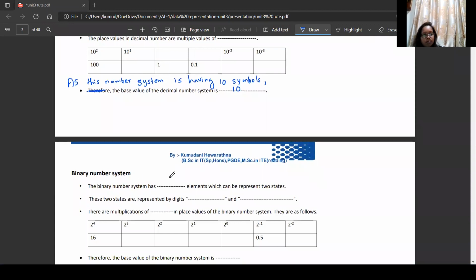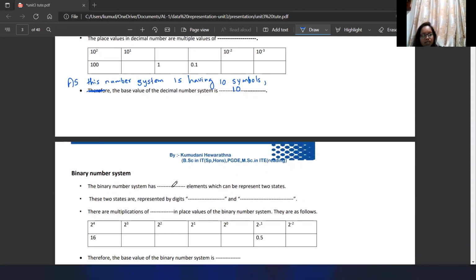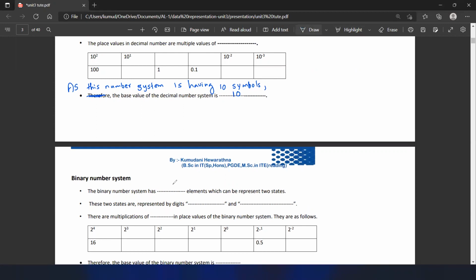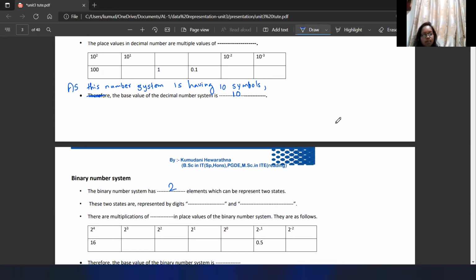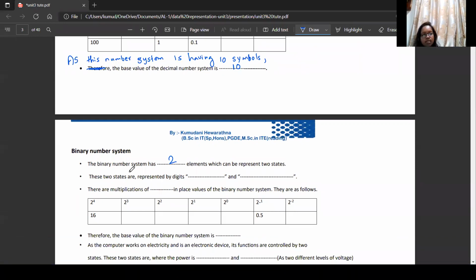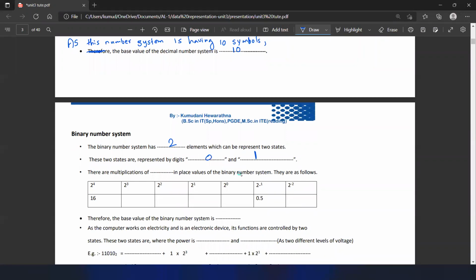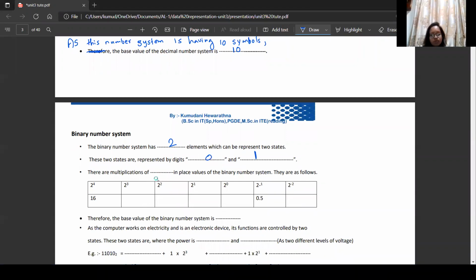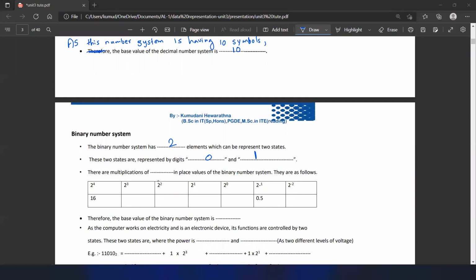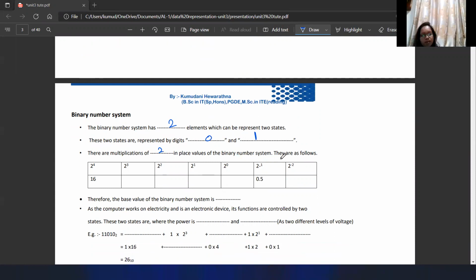Then the binary number system. The binary number system has how many elements? 2 digits. Two elements which can be represented as 2 states. These 2 states are represented by digits 0 and 1. In the place values, there are multiplications of 2. Yes, 2 in place values of the binary number system.